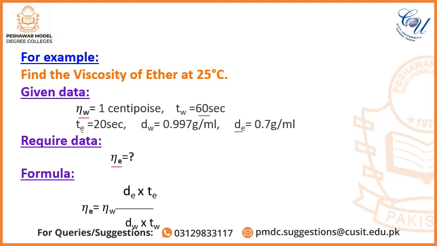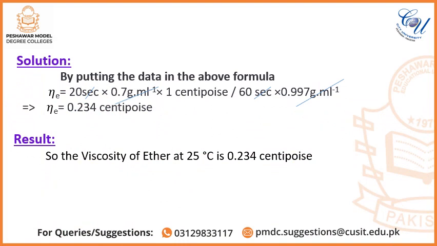Dear student, the required data is viscosity of ether. This formula is used for the measurement or calculation of viscosity of ether. By putting the data in the above formula, we can get the viscosity of ether by cancelling the units. So we get the viscosity of ether, that is 0.234 centipoise at 25 degrees centigrade.